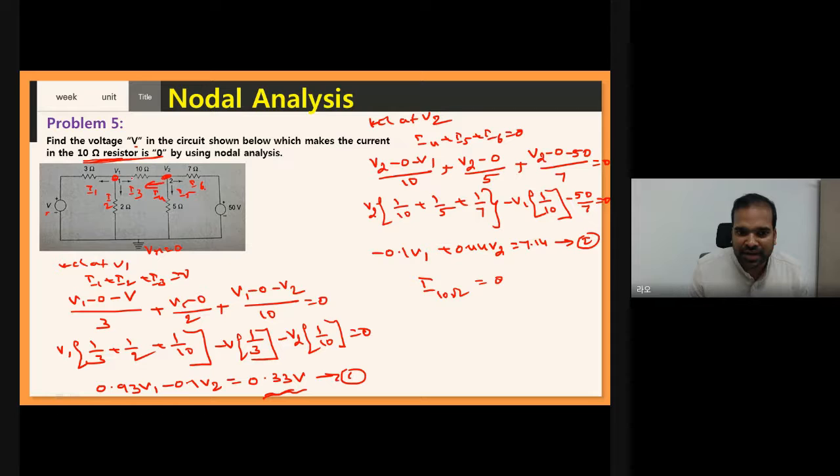So can you find the current at 10 ohm? Of course. See, how can you find the current at 10 ohm? V1 minus V2 minus 0 by 10. So the current at 10 ohm is what? V1 with reference to 0 minus V2, by 10. So what is the current at 10 ohm? Equal to 0. Therefore, from this I can write V1 minus V2 equal to 0. This is my equation 3.